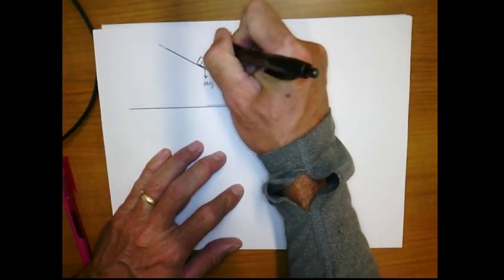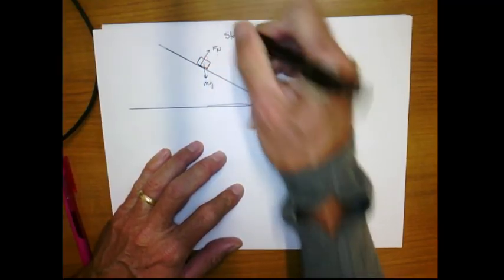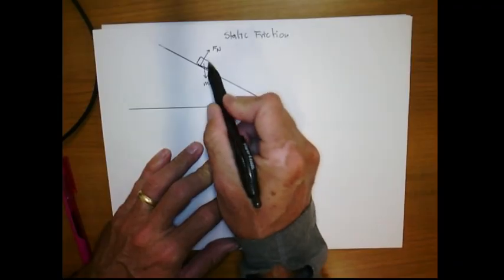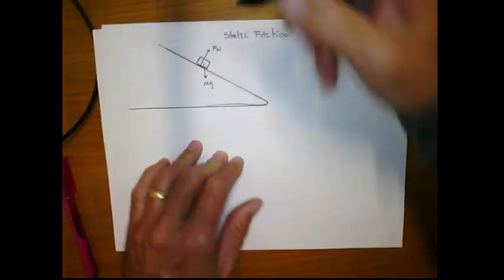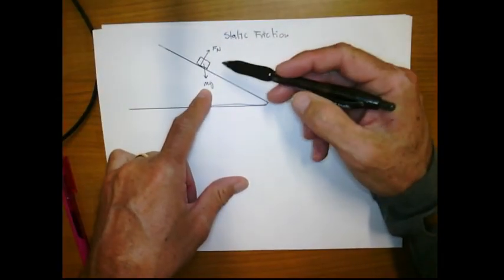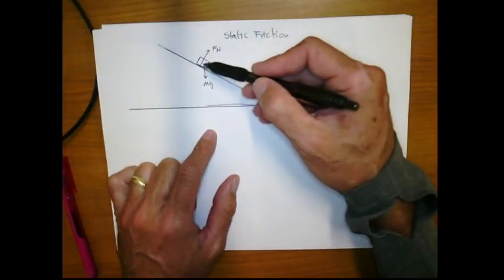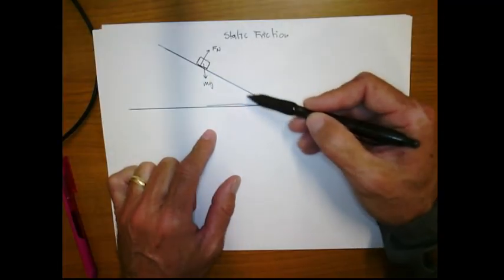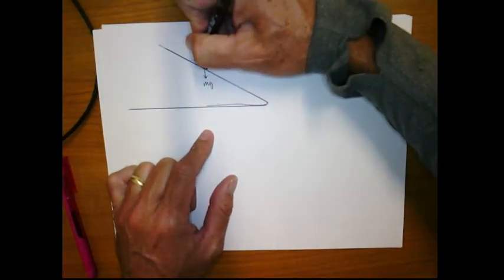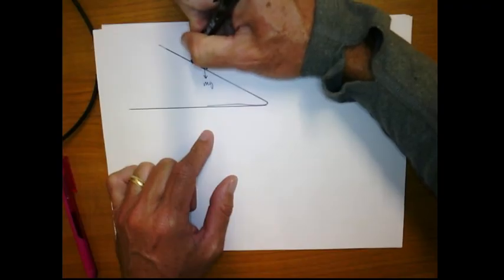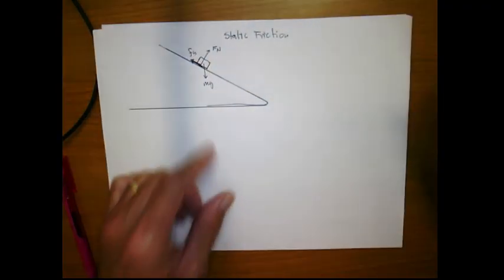All right, look, we got gravity toward the center of the planet. We got normal force, that is surface on block. And if you only got these two forces, the block's supposed to be sliding down, but it's not, because you got, in this surface over here, a static friction.